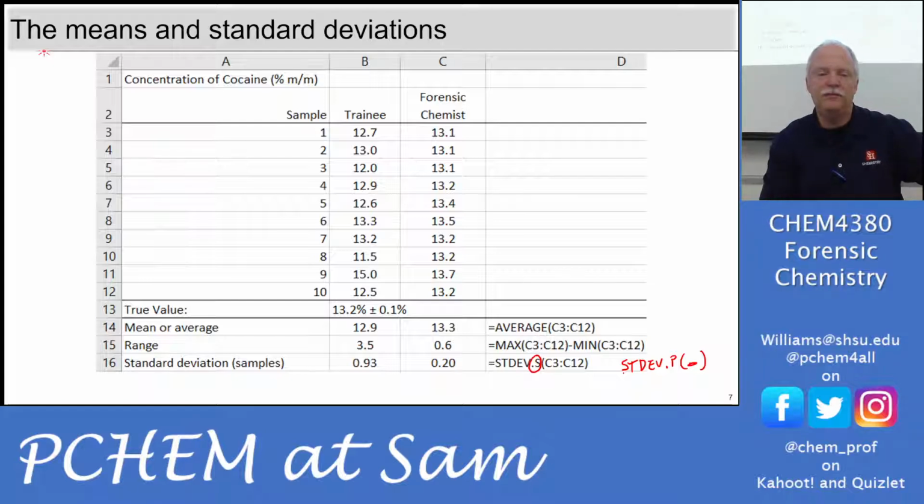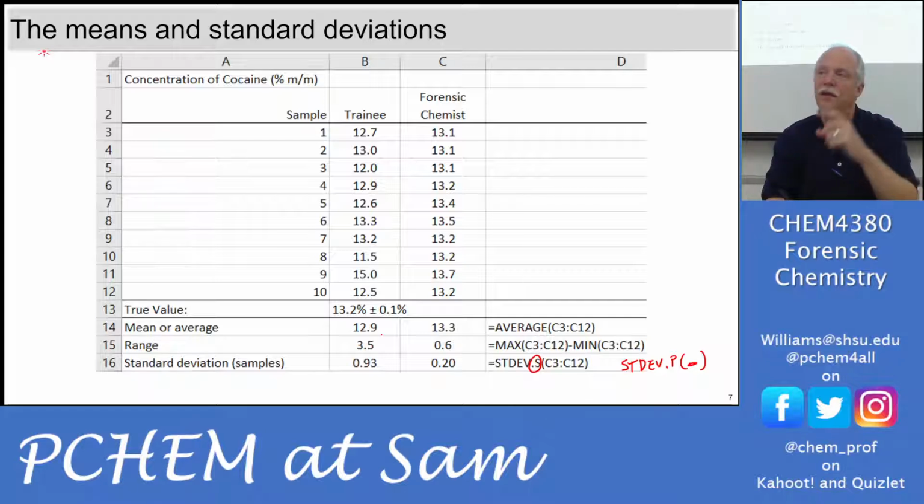Now, if we look at this standard deviation, we could say that they're both, let's see, even within plus or minus one standard deviation, we're going to capture the true value. So the forensic chemist is 13.3. If we just say plus or minus one standard deviation, they're less than one standard deviation away from the true value. So that's great. The trainee, 12.9, plus or minus 0.9. Okay, so 12.9 plus 0.9 gets us to 13.8. So again, we're within one standard deviation of the true value.